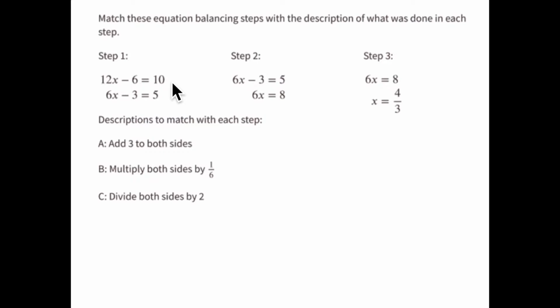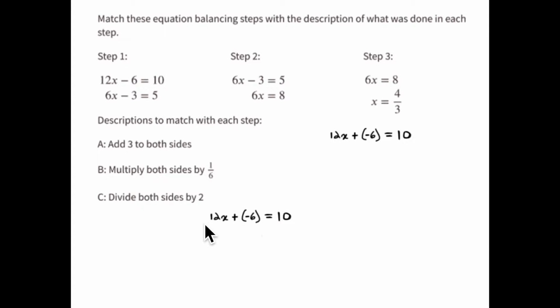So how do you get there? I'm going to rewrite the beginning equation as addition. So I'm going to use the inverse operation and the additive inverse. The additive inverse of a positive 6 is a negative 6. So 12x plus a negative 6 equals 10. I'm going to rewrite the same thing down here. I'm going to solve this equation in a different way at the end in this space.